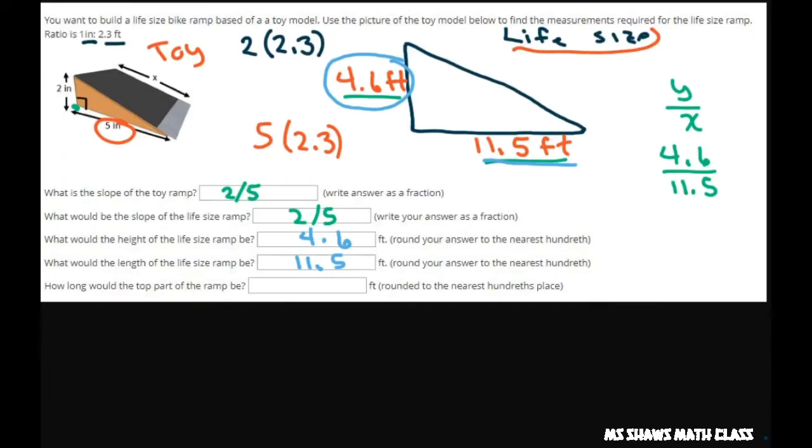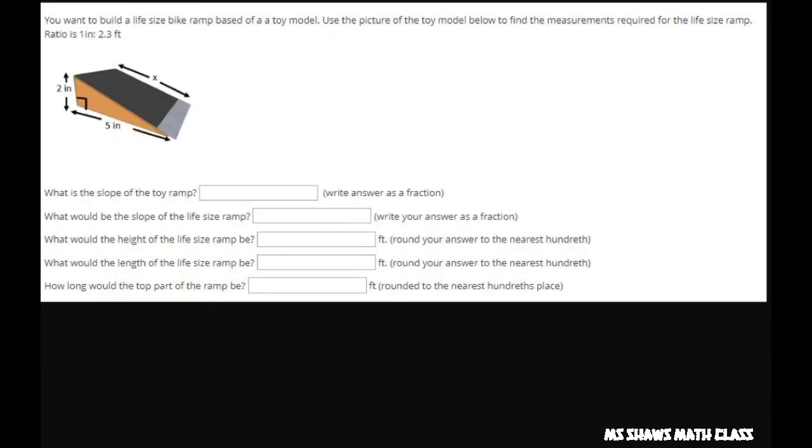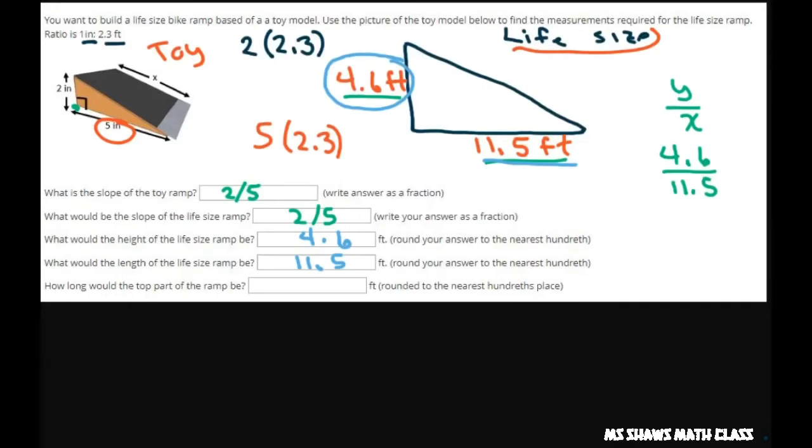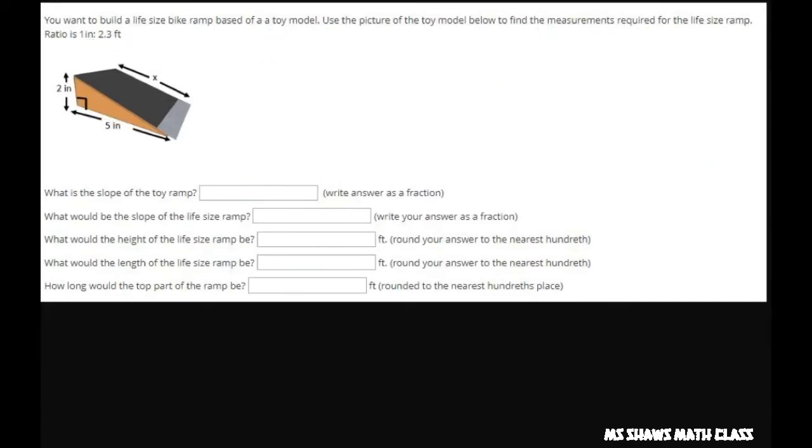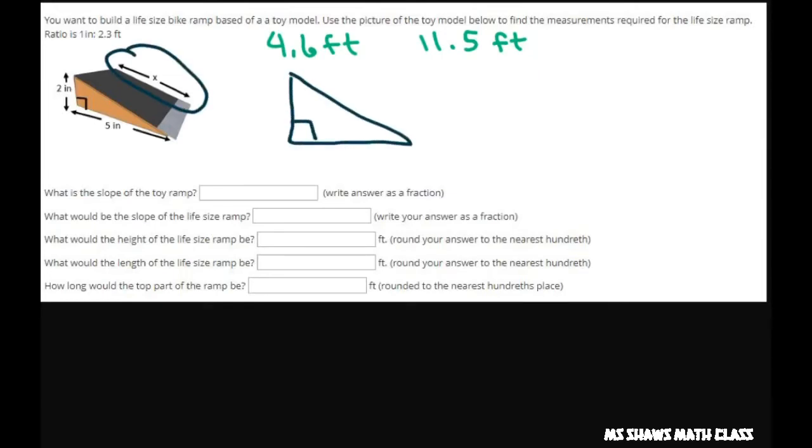And then let's do this one here. How long would the top of the ramp be? So basically, we have the height, which is 4.6, and 11.5. All right, and all we're going to do is use the Pythagorean Theorem. We're looking for this part right here. I'll just draw it again. We have a right angle, and we're looking for this value here, with 4.6 and 11.5.